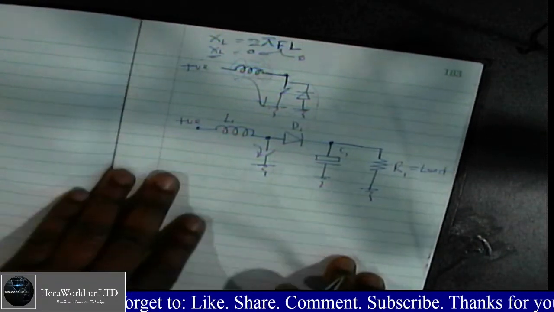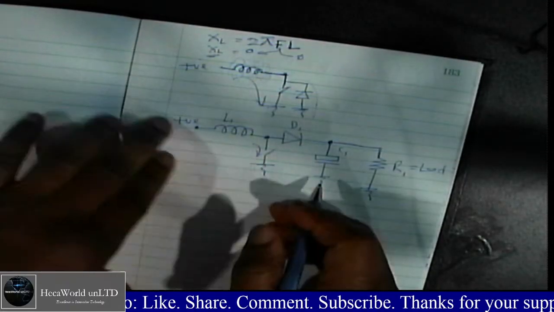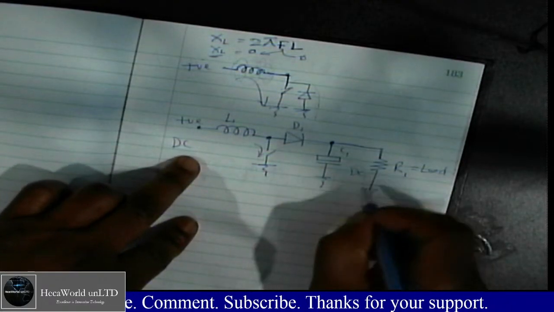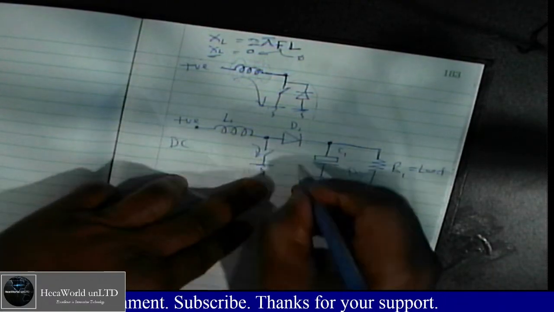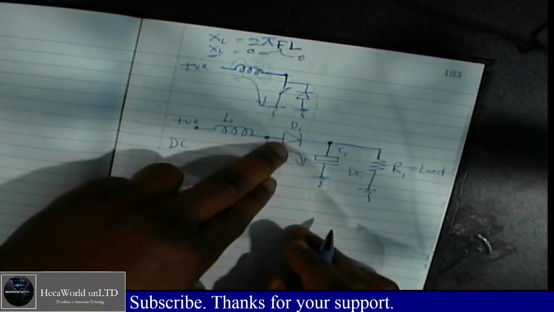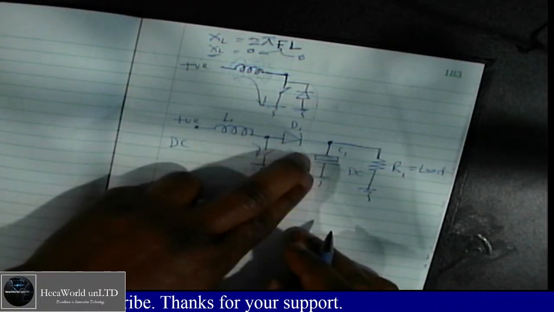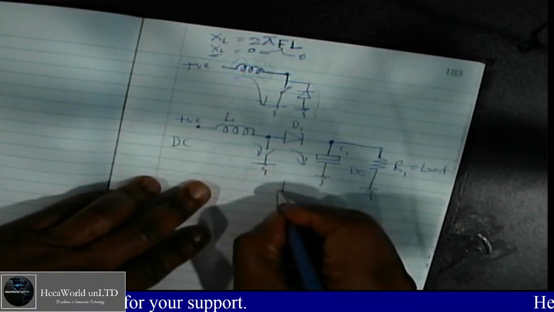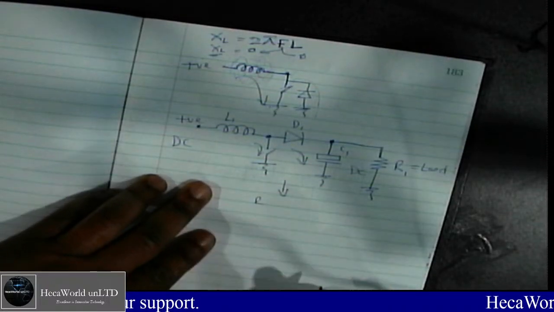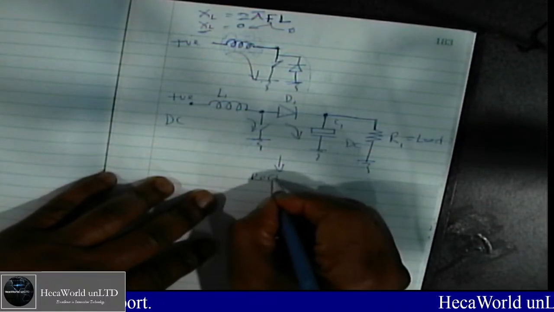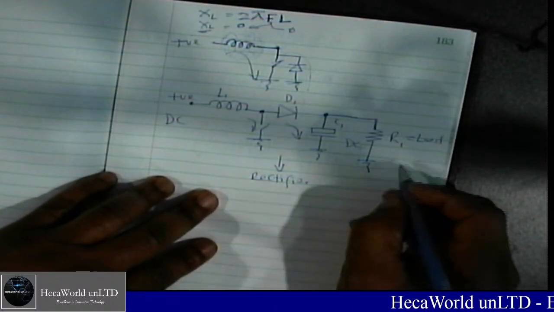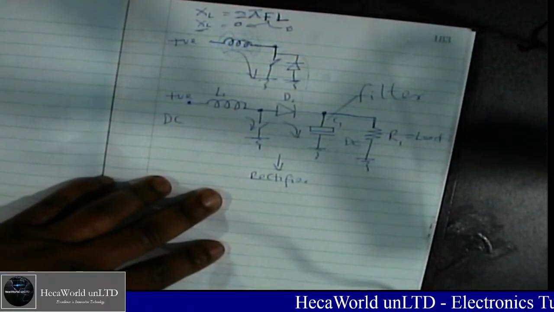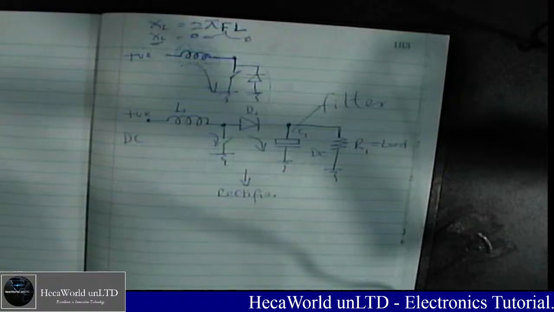So this is how you create a DC to DC converter, because you're gonna have a DC power supply here at the input, and you're gonna have DC at the output, using a diode and capacitor combination to create the rectification and filtering circuit. So this one here is a rectifier, and this one is a filter. So that's how you create your DC to DC converter.